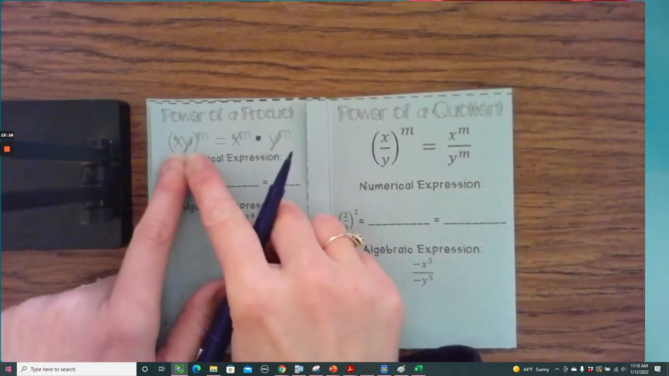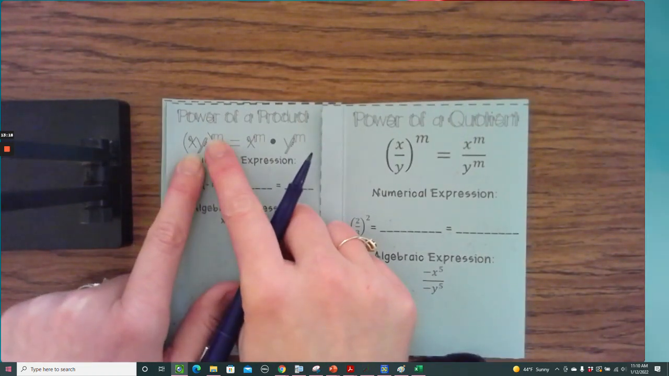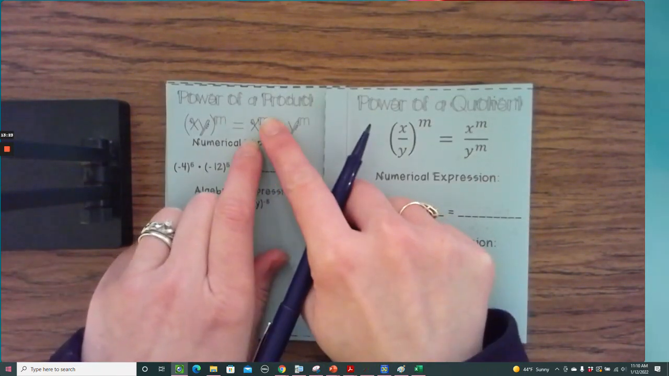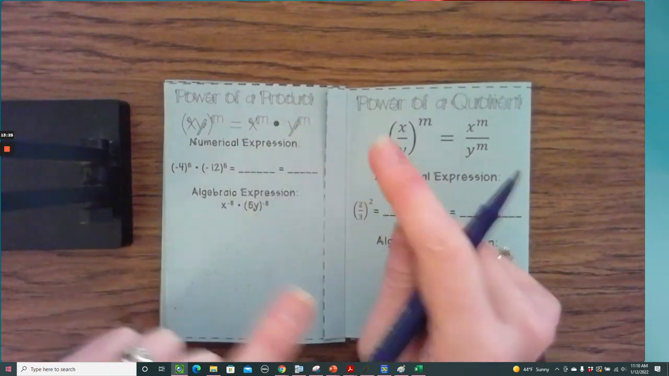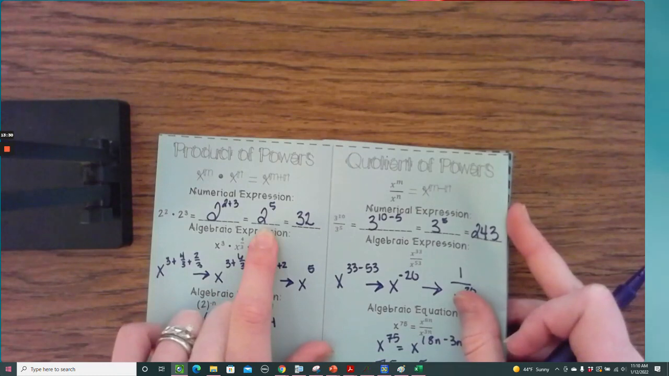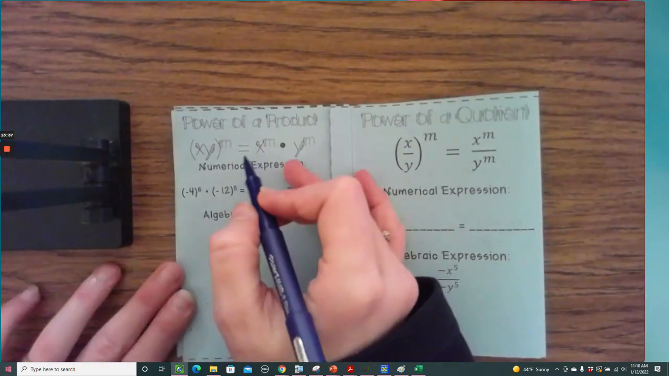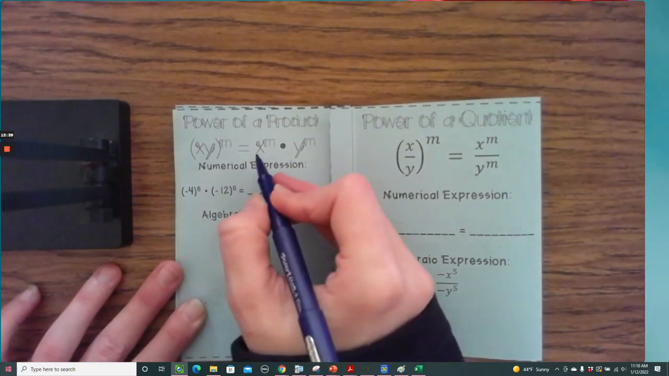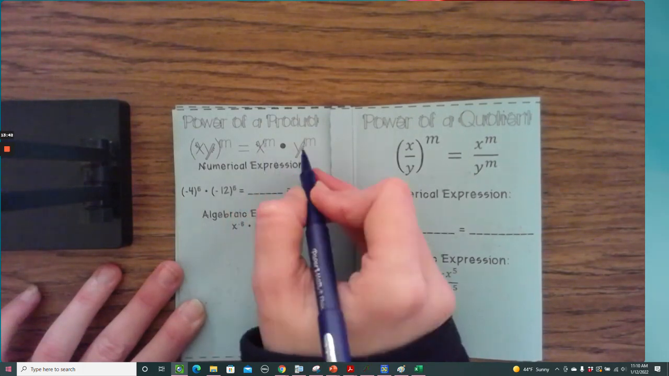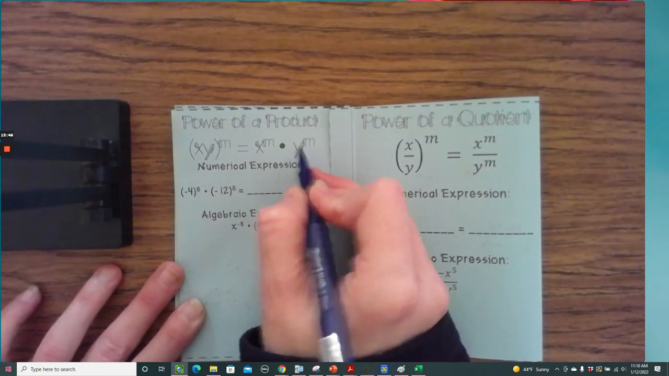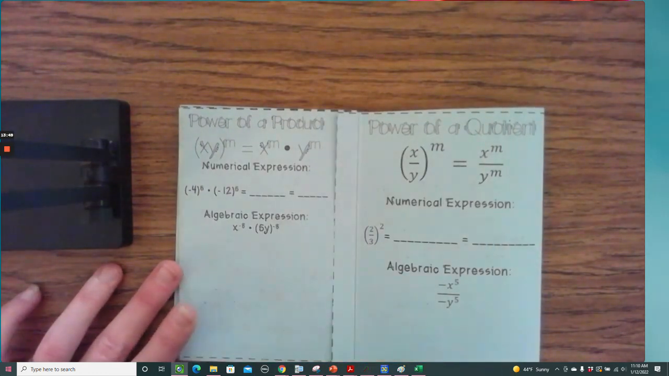Okay. x times y, and then raise it to the m, is the same as x to the m power times y to the m power. So it's going backwards from what we did here. It's working backwards. Okay. So if your bases are different, but your exponents are the same, you can multiply the bases together and raise that whole expression to the same power.